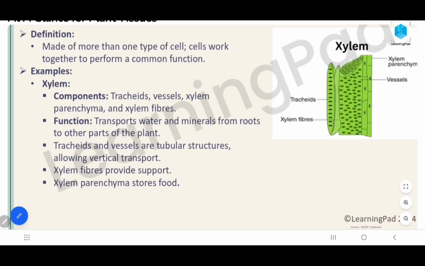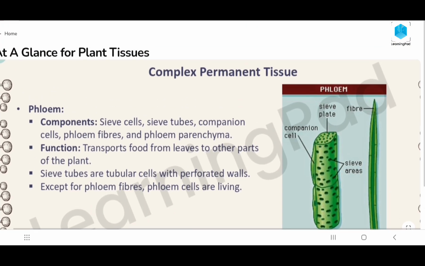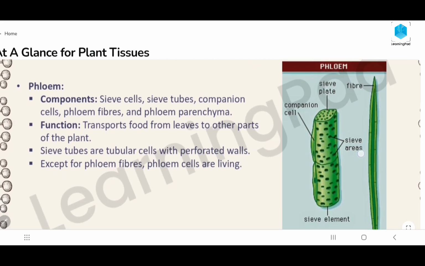Tracheids and vessels are tubular structures allowing vertical conduction. Fibers provide support. Xylem parenchyma stores food. The other complex tissue is phloem. You can see the components, children, in the diagram also: sieve cells, sieve tubes, companion cells, phloem fibers, and phloem parenchyma. Now what is the function of phloem? It transports food from leaves to other parts of the plant. Sieve tubes are tubular cells which are perforated, meaning having holes. Except phloem fiber, phloem cells are living cells.